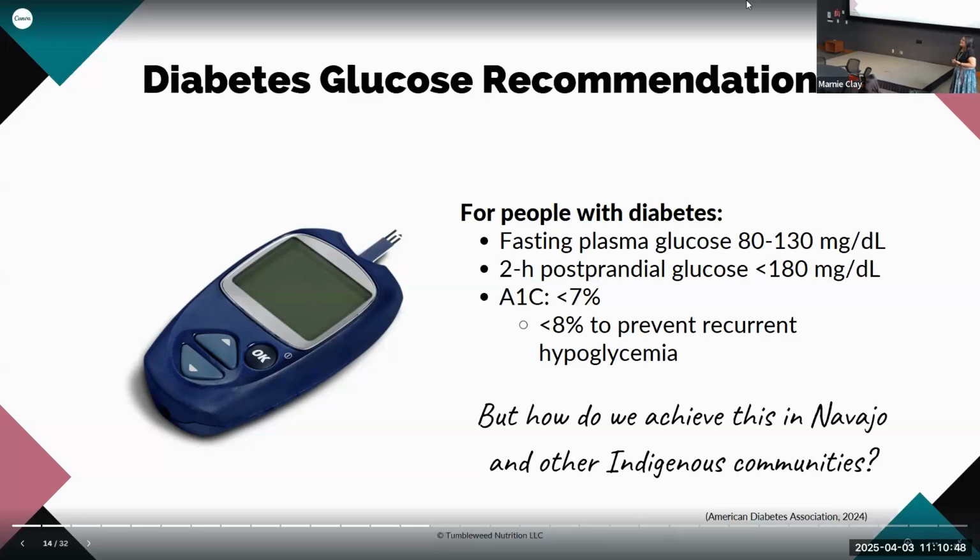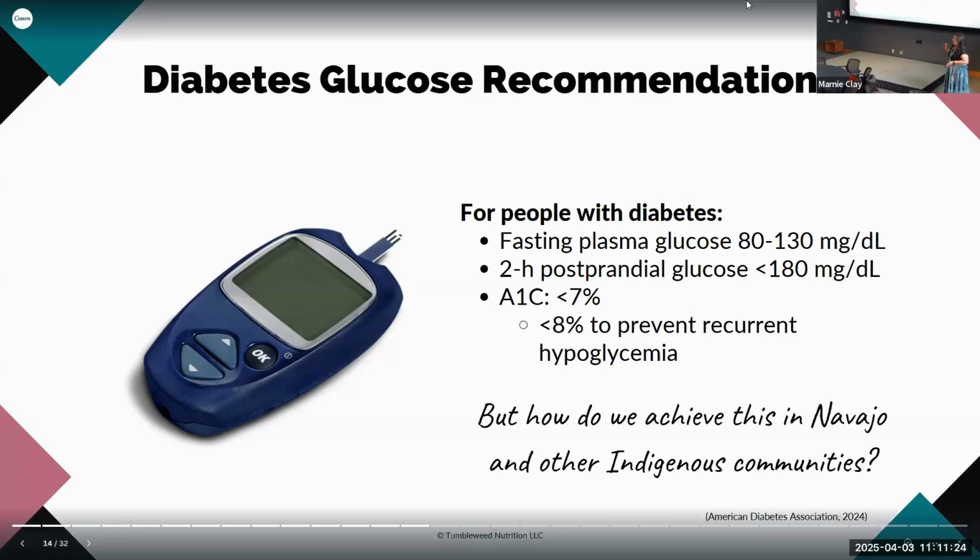Sometimes people can get it less than 6, but sometimes they run the risk of getting low blood sugars or recurrent hypoglycemia. And so especially for elders who have diabetes, I think a safe point for me, at least from my experience, is trying to get less than 8. If we have an elder who's super motivated for whatever reason, then we can do 6 to 7. But if they're running into more low blood sugars, then we need to be a little bit more flexible with that. So my question is, how do we achieve this in Navajo and other Indigenous communities?